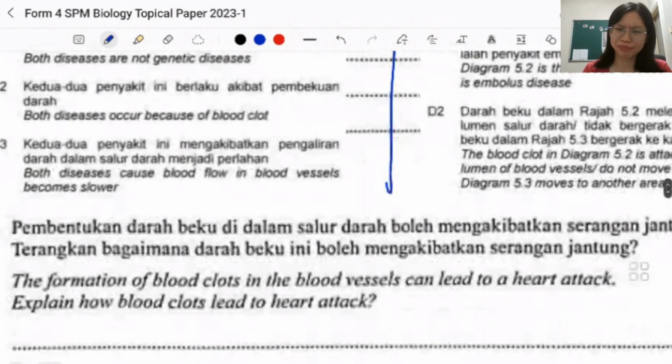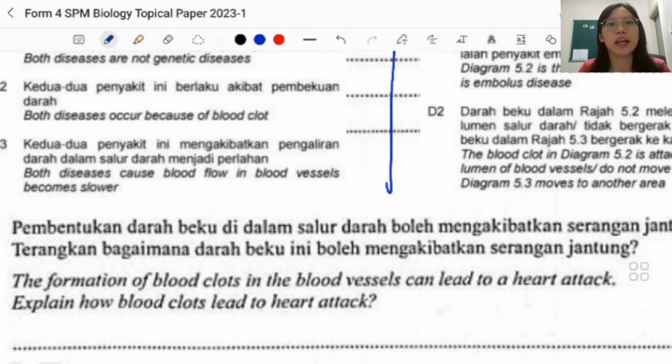And how do you get the glucose and oxygen? You get it from the blood. How is the blood being transported to your heart? There is an artery that transports oxygenated blood to your heart. It is the coronary artery. So when there's a blood clot in your coronary artery, what happens next?